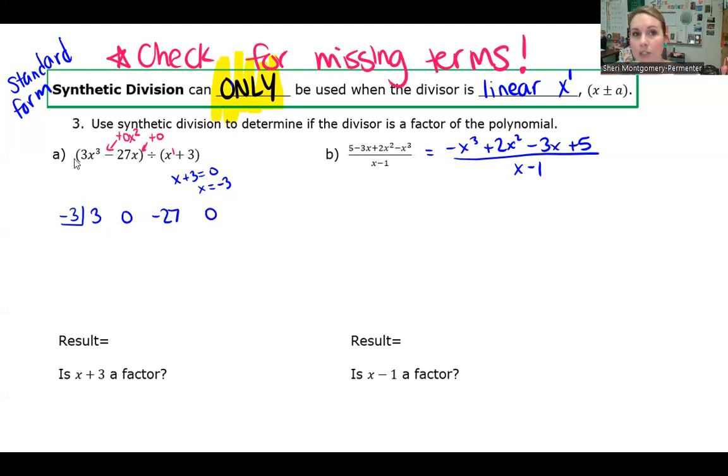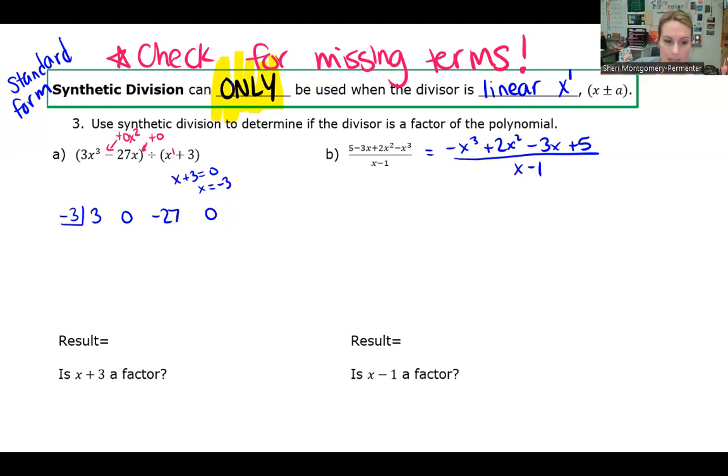And one way to know how many terms you're going to have: that is a third degree. Whatever your degree is, you'll have one more than that many terms when you write down your synthetic division, because you've got to count your constant. So if I am a third degree, I will have 4 terms when I write out my synthetic division. So 1, 2, 3, 4. If you don't have 4 terms, then you missed something.